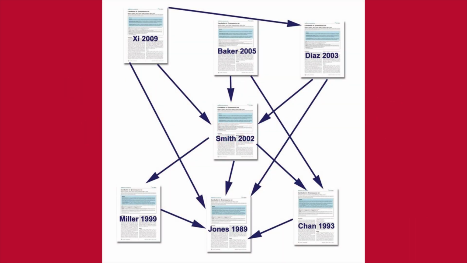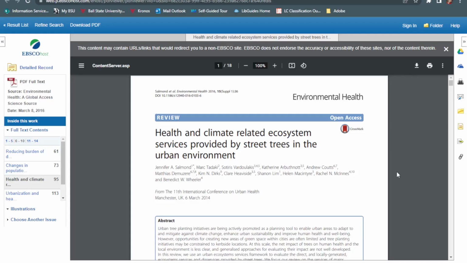This diagram illustrates the citation chains, more of a web, related to a 2002 article by Smith, who cites and is cited by a number of other authors, showing how research is built upon and also expands previous knowledge. There are two types of citation chaining. We'll look at backward chaining first, and then forward chaining.